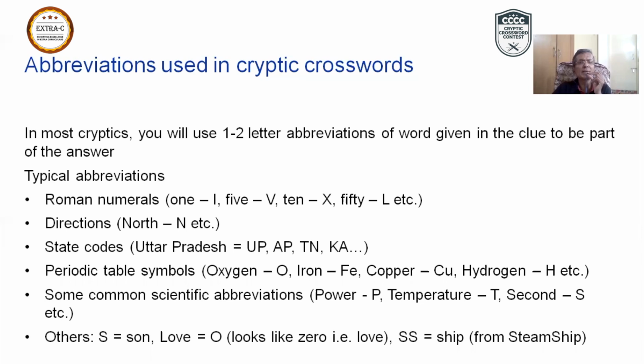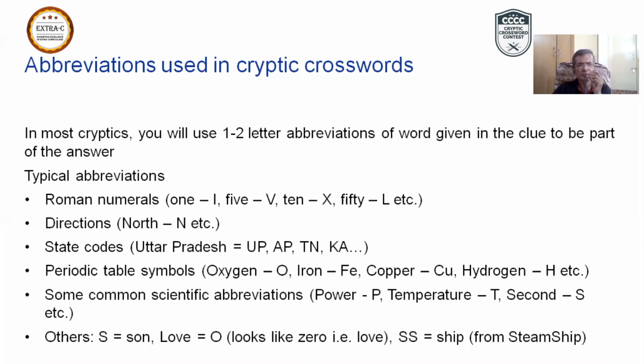There could be chemical symbols. All of you are familiar with the chemistry symbols of oxygen means O, iron means Fe, copper means Cu, etc. Some other abbreviations from physics could also be used. For example, power is P, temperature could be T, second could be S, etc.